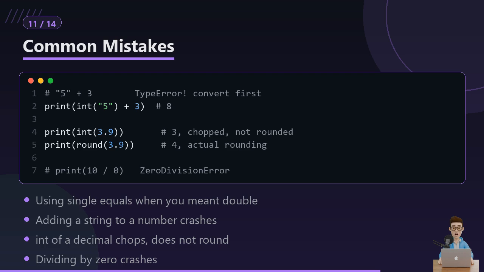I shipped the int instead of round version of this once in a billing script. Friday deploy. Never again. Oh, and dividing by 0 crashes in Python and in life.